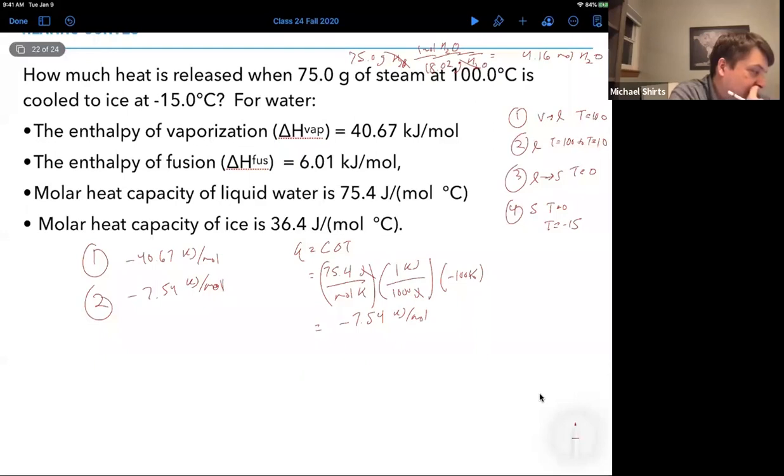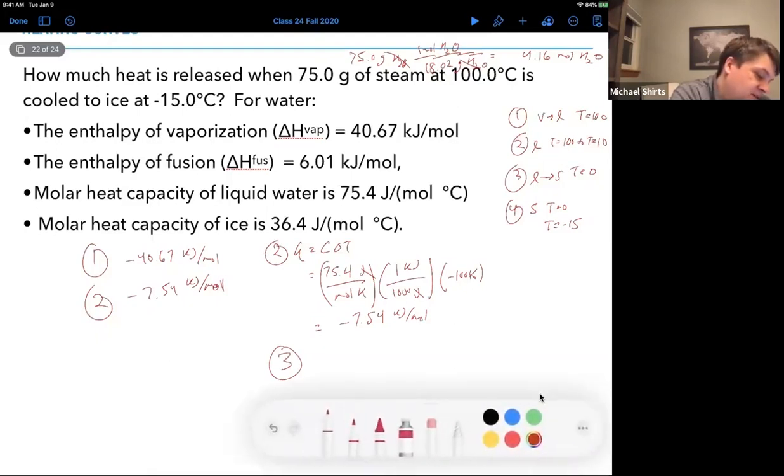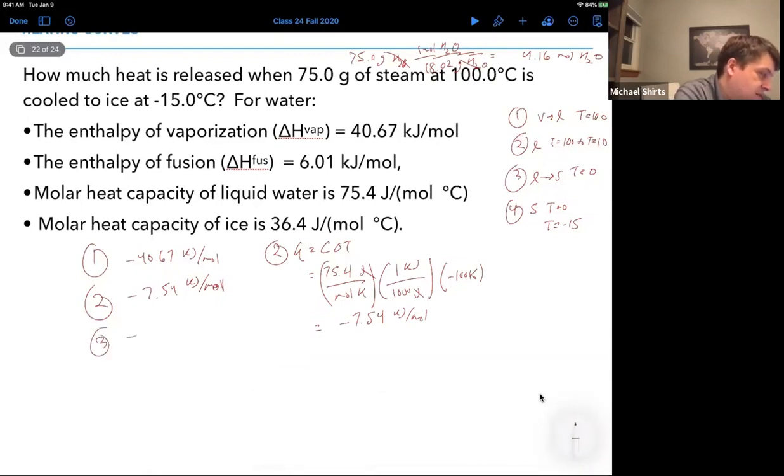Okay. And next for process 3, well, process 3 is simply the heat that's released as the water freezes, which is minus the enthalpy of fusion. So we actually don't need to do any calculation there. We can just write out this 3 minus 6.01 kilojoules per mole. Freezing is the opposite of fusion. Fusion is kind of annoying because you think of like cold fusion, nuclear fusion. This is just the melting of some solid substance. This is the way it's tabulated.